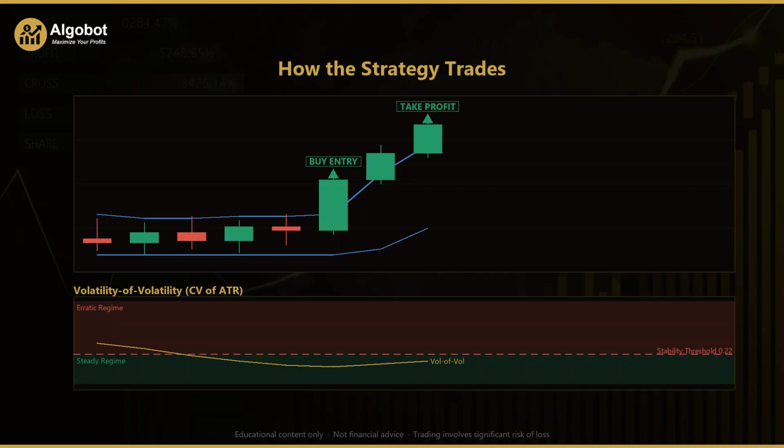Its own range is at least as large as the current ATR, so it passes the expansion check, and the volatility-of-volatility is comfortably below the threshold. All three conditions are satisfied at once, and the buy entry marker appears. The strategy opens a long, placing its stop loss below the breakout at 1.8 times the ATR, and its take profit above at 3.2 times the ATR.